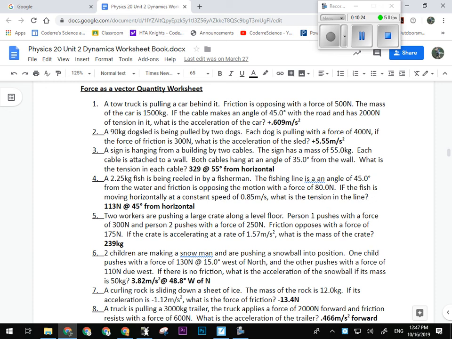Some vector stuff is involved here. The thing you need to remember is the car moves which way? Forwards. It's going to move horizontally forwards. It's not going to move in the direction the cable is pulling. It's going to move horizontally. So you need to think about that when you're doing this question.